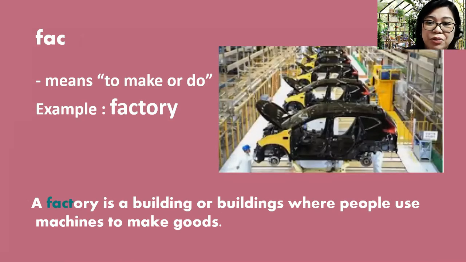And we also have the word fact. Fact means to make or do. So we have an example here. Factory. So the root word here is fact. A factory is a building or buildings where people use machines to make goods. So now they're using machines to make more amount of this product.